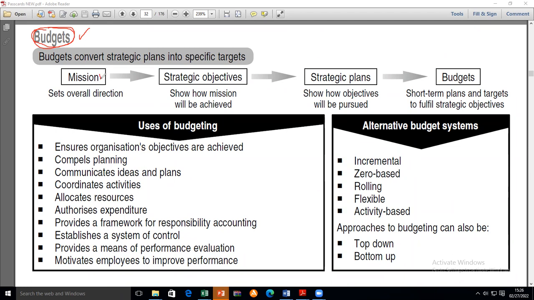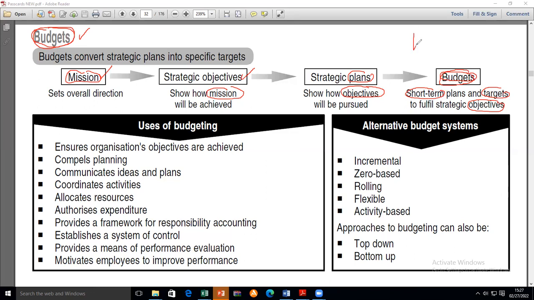In our last lecture last week, we spoke about how, from the mission statements, we develop strategic objectives, which are all about how to achieve the mission. From the strategic objectives, we can now develop the strategic plans, how the objectives will be pursued. From strategic plans, we go to budgets. These are now short-term plans and targets for us to achieve the objectives. The mission is the ultimate goal that we want to achieve, but to operationalize your mission, to convert it into what can be done on a short-term basis, we need the budgets.